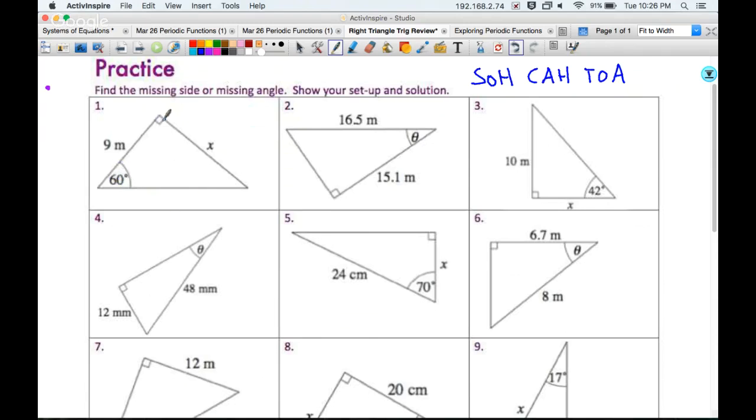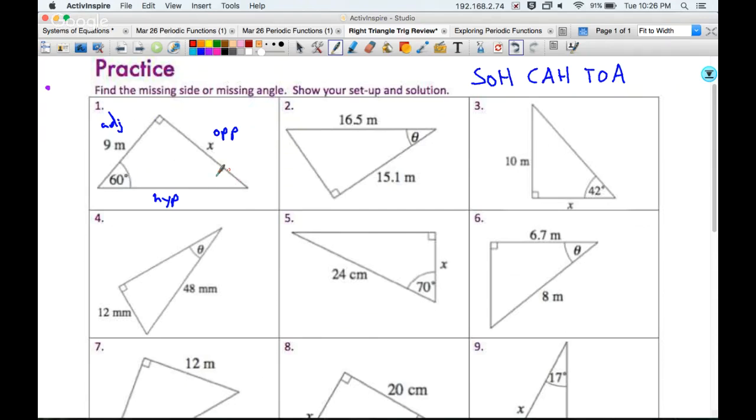This is a right triangle. That's important as well. From this angle, I can label all of my sides. The side opposite of the right angle is always the hypotenuse. The side opposite of the given angle is called opposite. And the side that's adjacent but not the hypotenuse is called the adjacent. It's all based off of which angle you're focusing on.